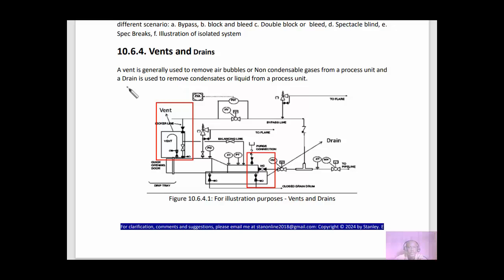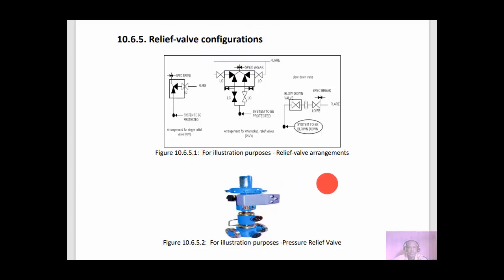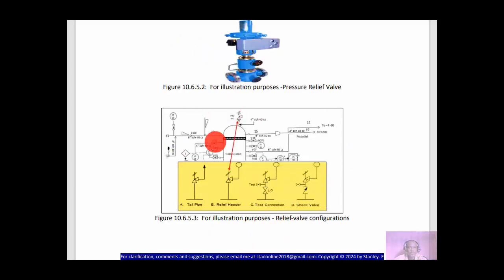Vent and drain. A vent is generally used to remove air bubble or non-condensable gases from process unit, and a drain is used to remove condensate or liquid from process unit. For illustration purpose, we have this drawing here that is showing a drain, as you can see, then a vent. Then relief valve configuration. For illustration purpose, we have a relief valve configuration. We have different type of relief valve. The relief valve here signifying the relief header, as we can see in the diagrams.